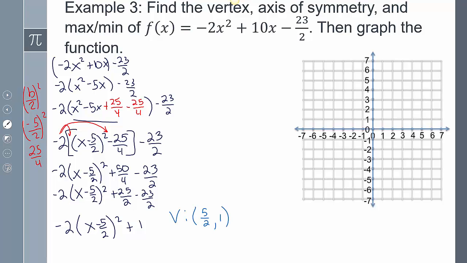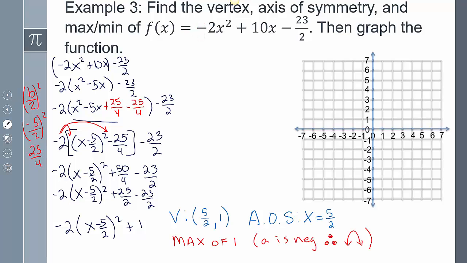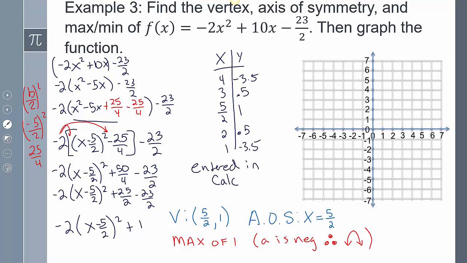So my vertex is going to be 5/2 and 1, which means my axis of symmetry is now going to be x equals h, so it's x equals 5/2. And then my max and min, because this is negative, it's going down, which means it's going to be a maximum, and so it's going to be a maximum of my k. So it's going to be a max of 1. So now graphing it, picking values, and I just pick values smaller and bigger. And so now going through and graphing it, you get your answer.